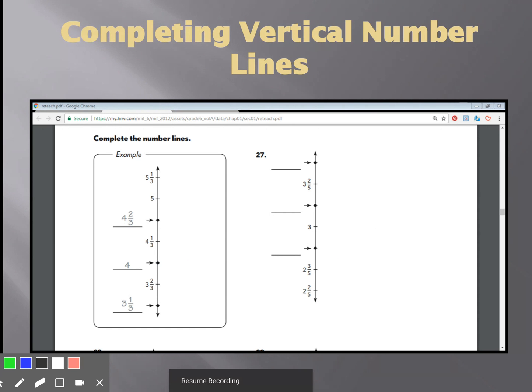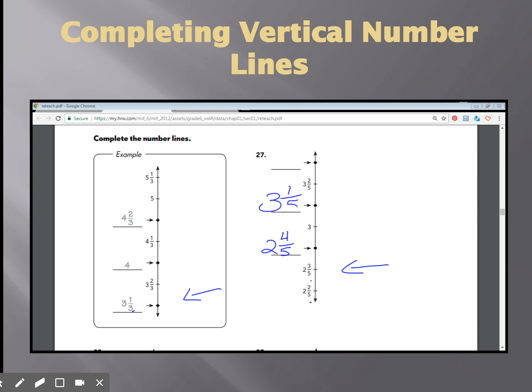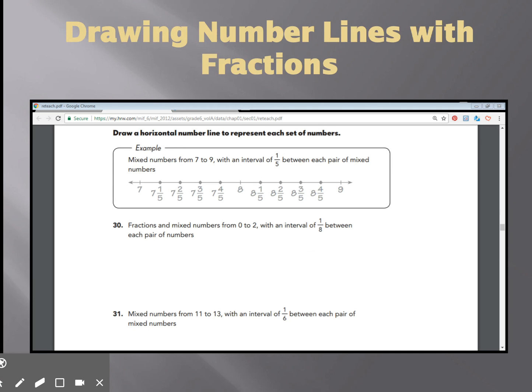Vertical number lines are no different. They can also be broken up into fractions. Here's an example where we have a number line from 3 1/3 to 5 1/3 broken up into intervals of thirds. So here we have 2 2/5, 2 3/5, 2 4/5 would then be next. Then 3 1/5, 3 3/5. This isn't much different than the whole numbers. You're adding a fraction, but you're still going up one fraction at a time.